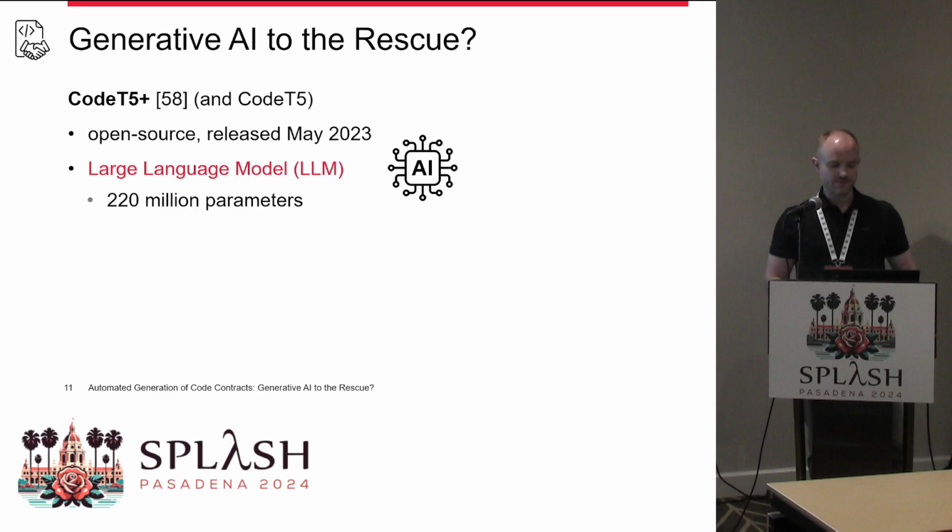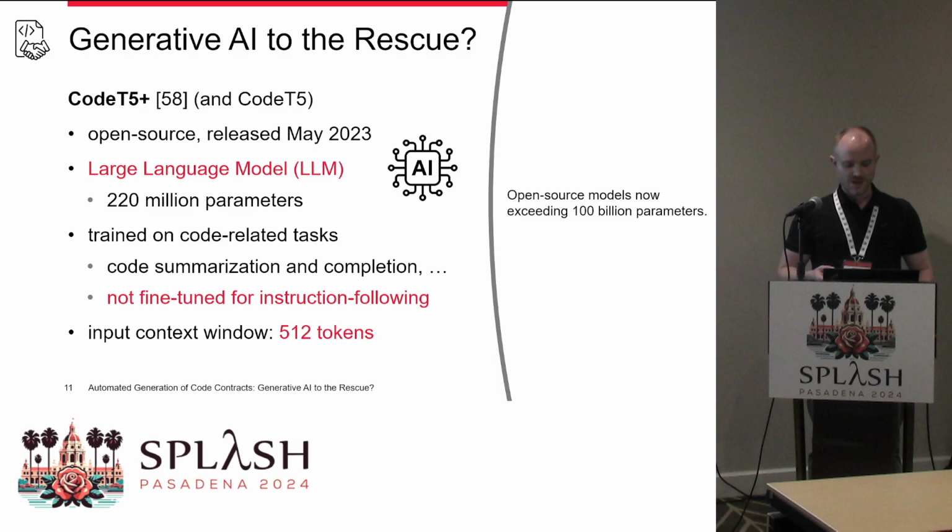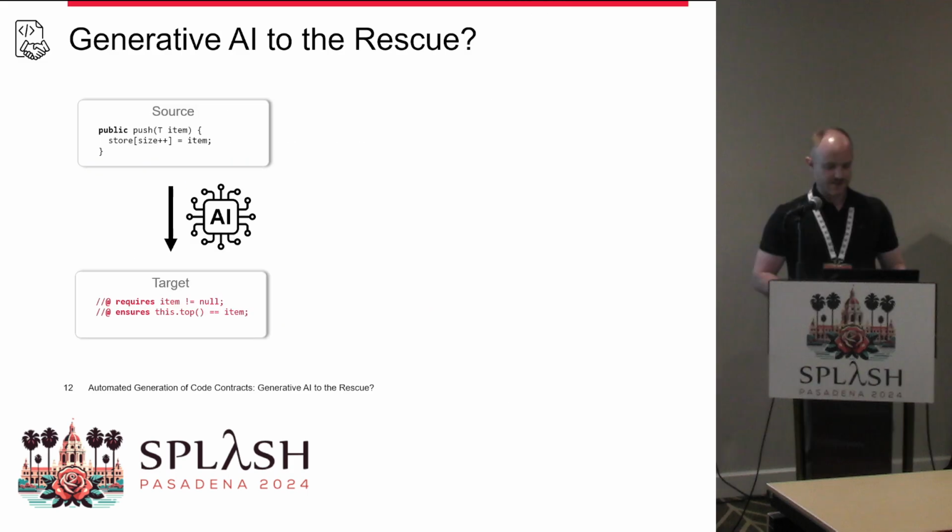Also important for some of our design decisions, it has a relatively small input window, which means we can just input around 512 tokens, which is around 300 to 400 words. So based on this, we said, okay, we have to boil down this task a little bit. We take not the whole class file or the whole project, but just the method declaration and its body, put it into the model, and then generate the contracts. And in the end, we automate the reintegration of these contracts into the whole source code.